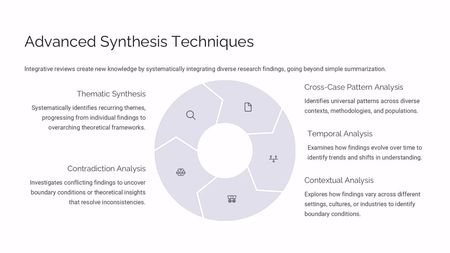Contradiction analysis is crucial for theoretical development. Rather than ignoring conflicting findings, sophisticated synthesis explores contradictions to identify boundary conditions, methodological explanations, or theoretical insights that resolve apparent inconsistencies. This often leads to more nuanced theoretical frameworks that explain when and why relationships vary across contexts.